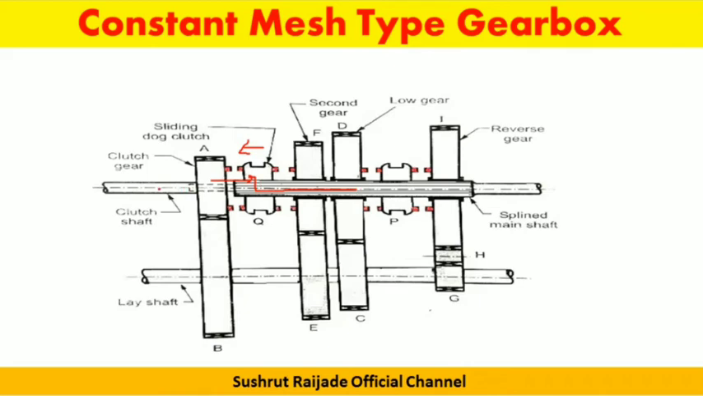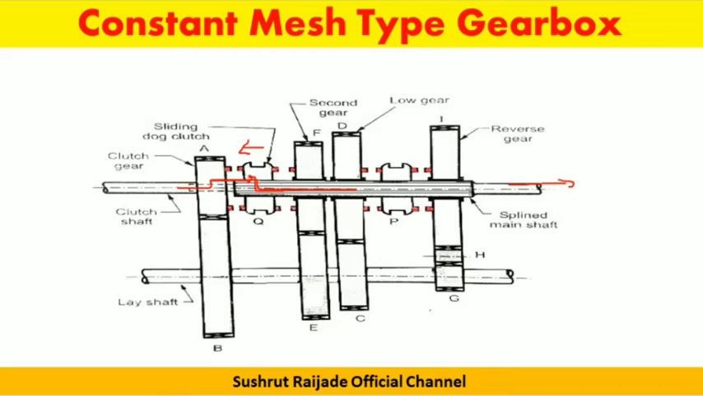So from clutch shaft, the power is directly transmitted to the main shaft and main shaft to the propeller shaft, because dog clutch is engaging with the gear A, which is mounted on the clutch shaft. Okay, this is the power flow of the top gear, that means third gear. Now let's see the reverse gear.